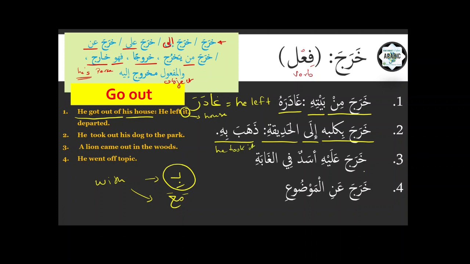The third sentence we say خرج عليه. خرج عليه is like something suddenly showed up or came out of nowhere. And in this example, we say a lion came out in the woods, it means a lion showed up or appeared in front of him. خرج عليه أسد في الغابة. So you have lion, أسد, في الغابة, forest or the woods.